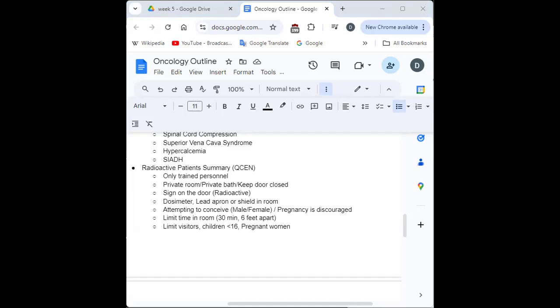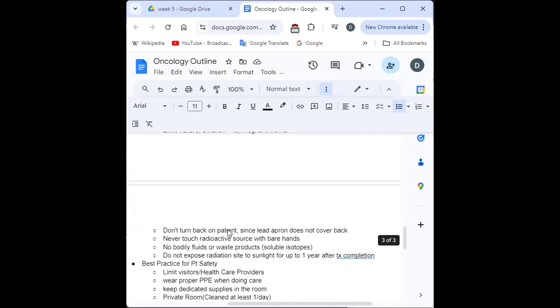Well, seems like everybody agrees with that, so we'll go with that. Pregnancy is discouraged. You want to limit the time in the room, 30 minutes, 6 feet apart. Limit visitors, especially children under 16 or pregnant women. Don't turn your back on them because your lead apron doesn't cover your back.